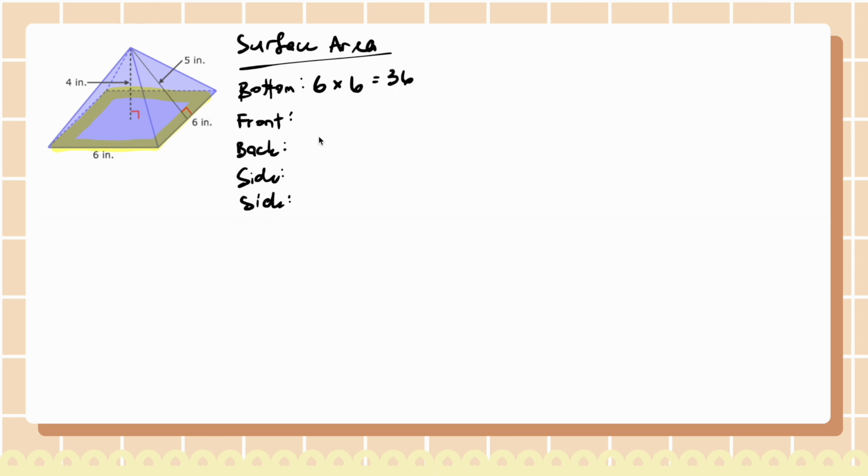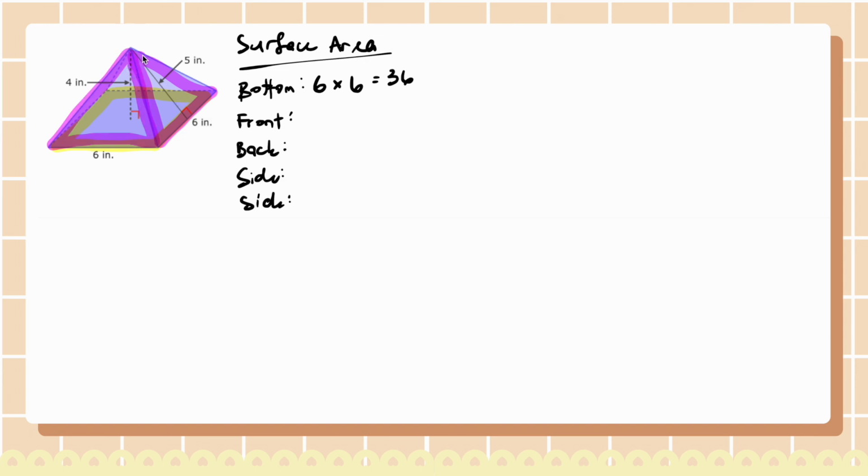Now let's talk about these 4 sides. Because we have a square pyramid, each of these triangular sides all the way around are going to be the same. So if I find the area of one of the sides, it's going to be the same area for each of these 4. Let's go ahead and use this triangle over here to help us solve for our area. Remember, that area is going to be the same all the way around.